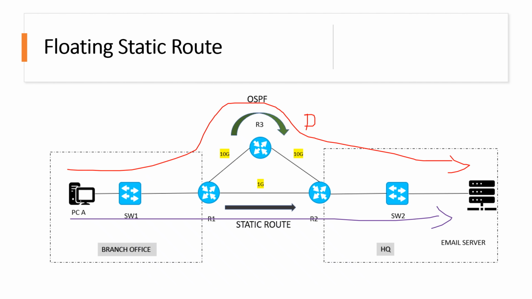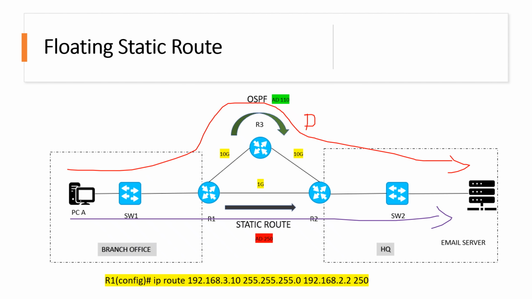We can make it less desirable by changing the AD to 250. To change the AD of the static route to 250, the command used is ip route, destination network, subnet mask, and the next hop with the AD value here. You can see 250. So our AD value has been increased to 250. This will make this path a floating static route.